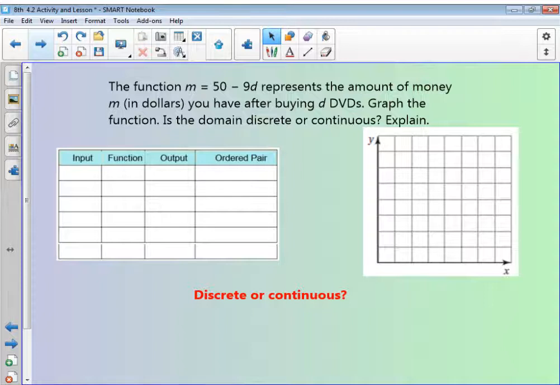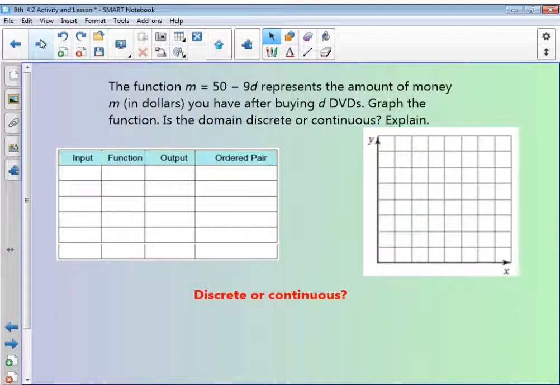Okay, so here's our next scenario. It says the function m equals 50 minus 9 times d represents the amount of money, m, in dollars that you have after buying d DVDs. Graph the function. Is the domain discrete or continuous? Explain. Okay, so let's break this down.